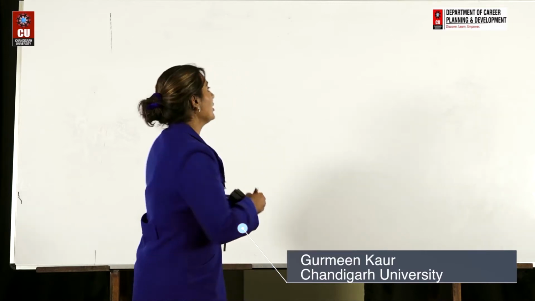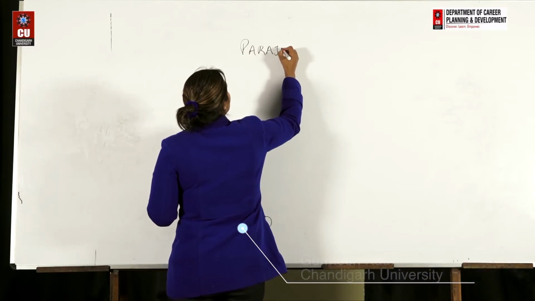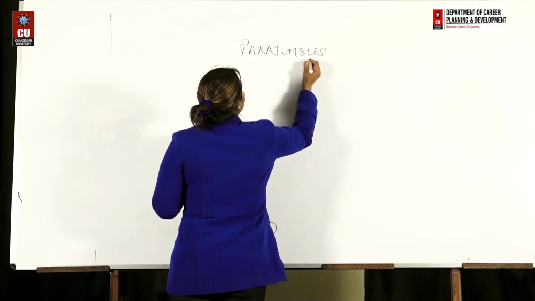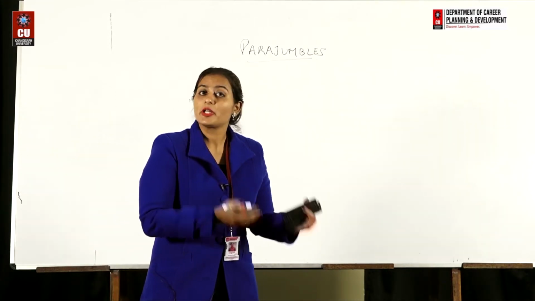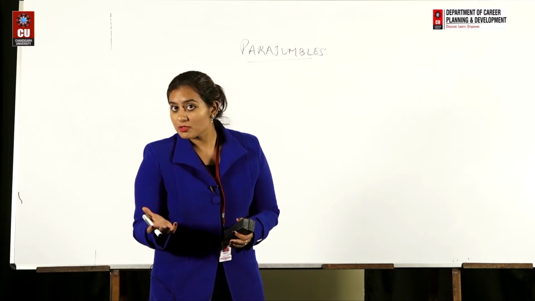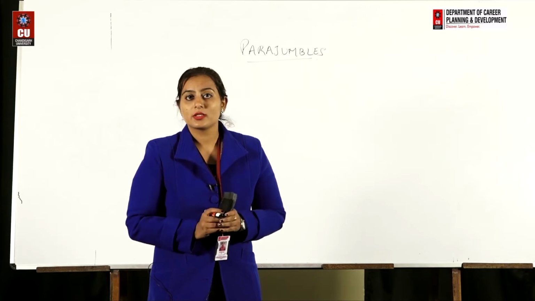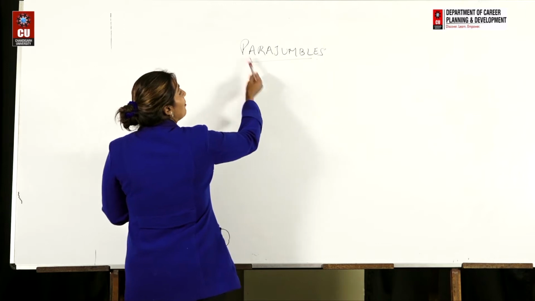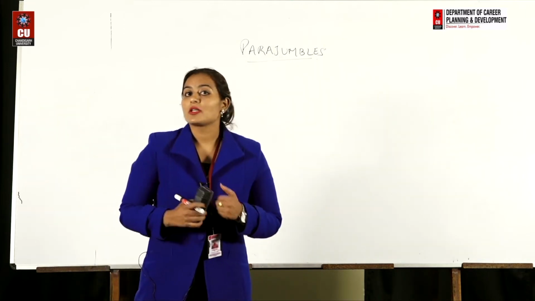Today we will be discussing Parajumbles. Now before we start, what are Parajumbles? There is a paragraph. A paragraph is made up of sentences. Now if those sentences are not in sequence, that means they are jumbled. Therefore, we call them Parajumbles.